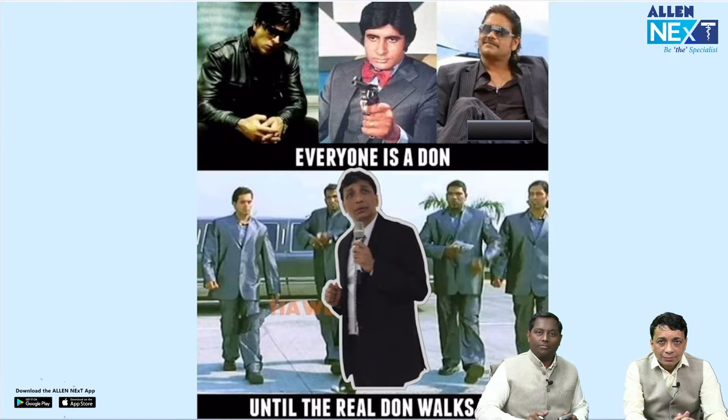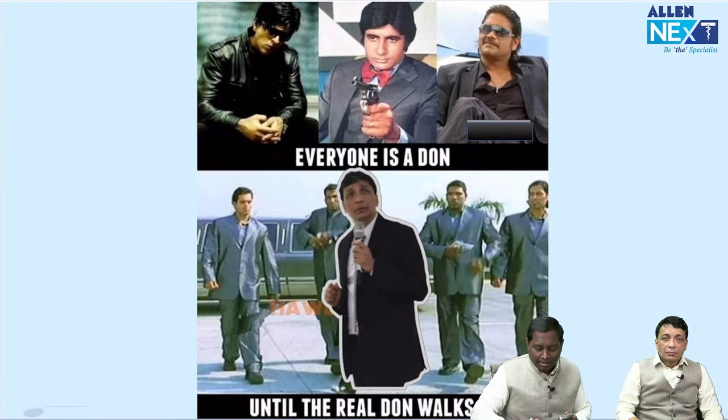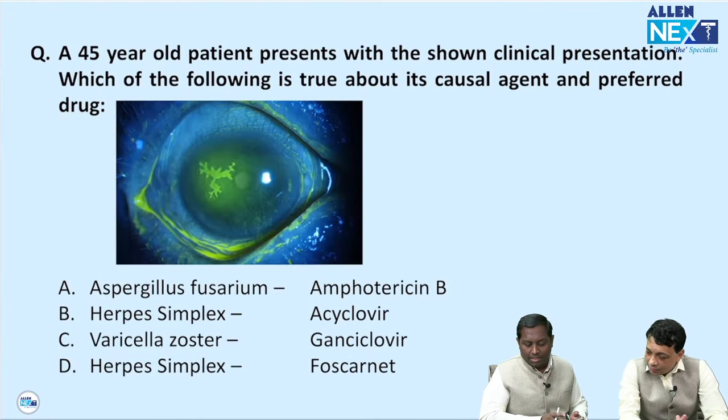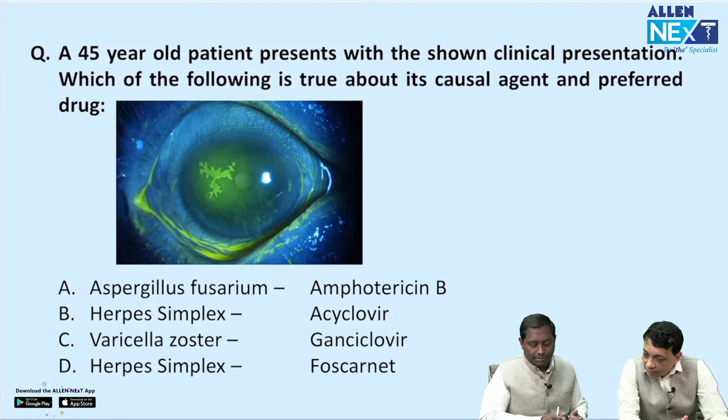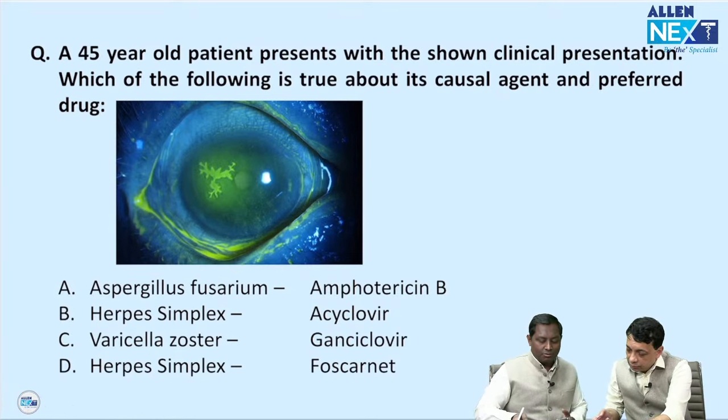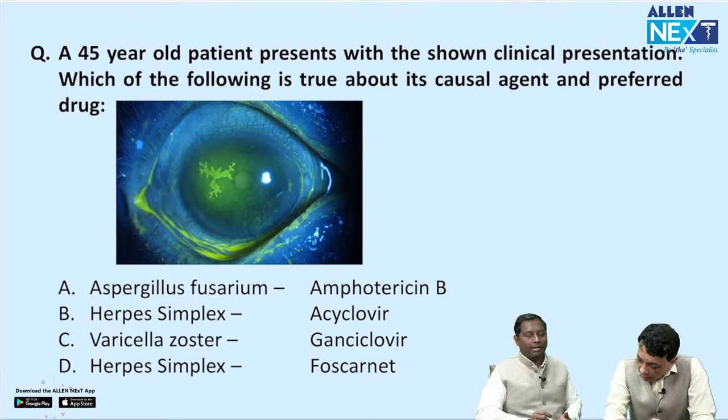So I'll be starting with the very first question. It is about a 45-year-old patient presenting with the scenario shown here. Which of the following is true about its causal agent and preferred drug? Sir, over to you. What do you think is the diagnosis, and how will the student come up with the diagnosis here?